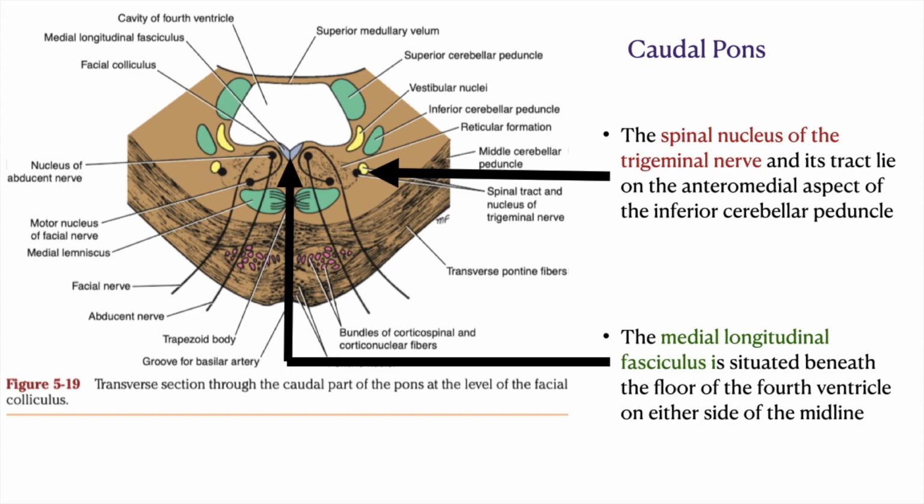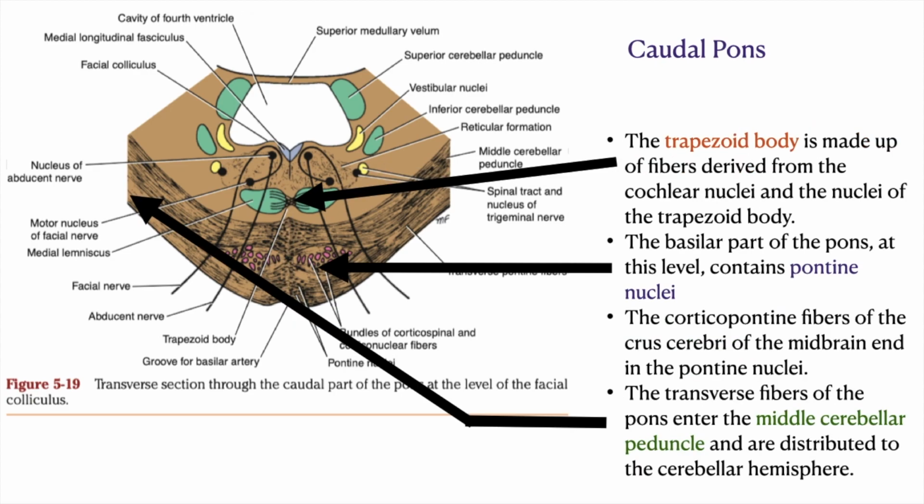The spinal nucleus of the trigeminal nerve and its tract lie on the anteromedial aspect of the inferior cerebellar peduncle. The medial longitudinal fasciculus is situated beneath the floor of the 4th ventricle on either side of the midline. We also see the trapezoid body, which is made up of fibers derived from the cochlear nuclei and the nuclei of the trapezoid body. The basilar part of the pons at this level contains pontine nuclei.